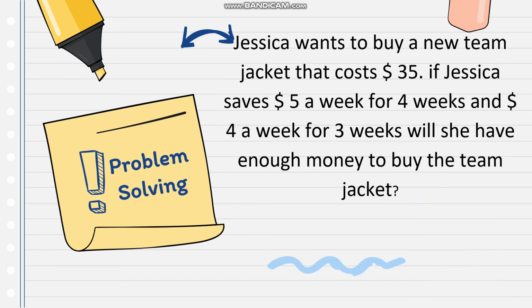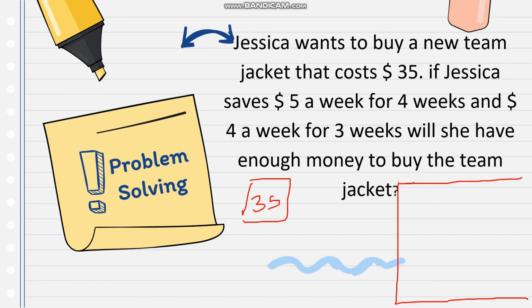Jessica wants to buy a new team jacket that costs $35. If Jessica saves $5 a week for 4 weeks and $4 a week for 3 weeks, will she have enough money to buy the team jacket? So the jacket costs $35. And let's find out how much her savings are. She saves $5 a week for 4 weeks. So 5 multiplied by 4 is equivalent to $20.